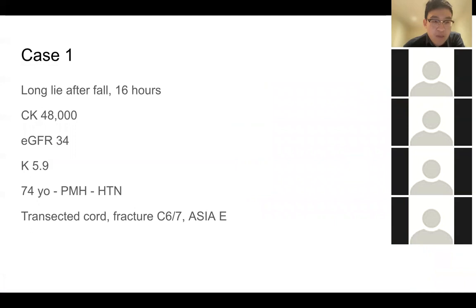Okay, so we've got the original case. Is there anyone that would like to discuss this case? So a long lie after fall, 16 hours with a raised CK. So we'll apply all the knowledge that we've discussed at the start of the talk, with a clear acute kidney injury. Potassium's borderline with not much medical history, and he's had a spinal cord injury causing that long lie. What's your initial management, and how would you go about managing this patient? Are there any volunteers?